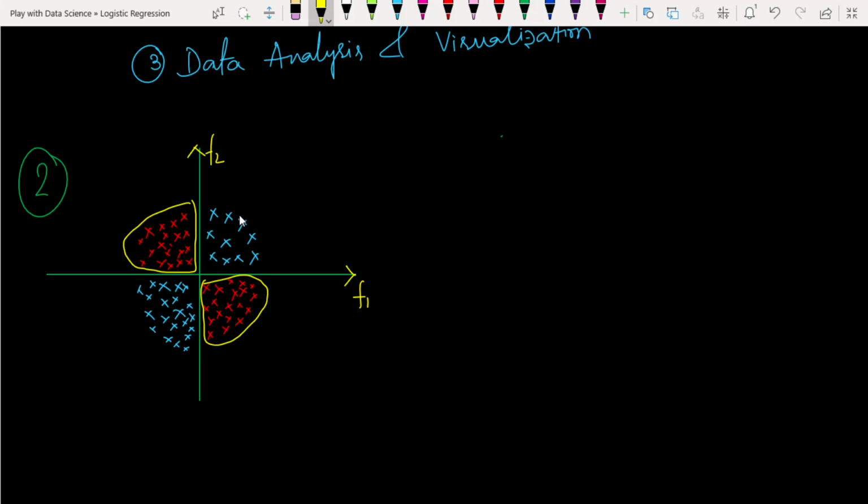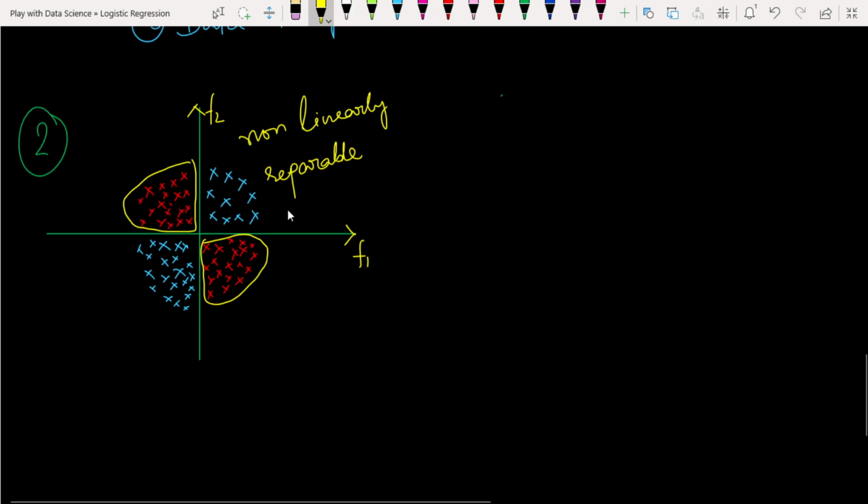Just pause this video and think about how feature engineering is applicable here to separate it linearly. It is not linearly separable. So let's start. How can we separate this data using feature transformation or feature engineering?